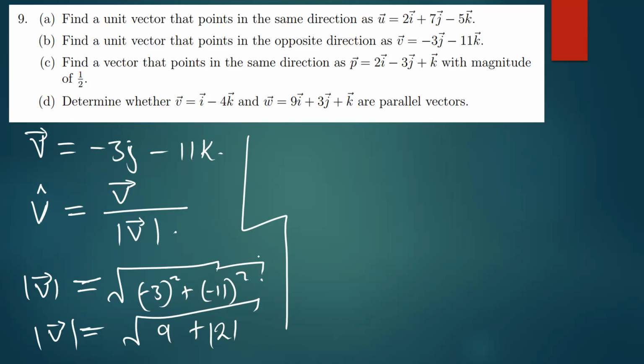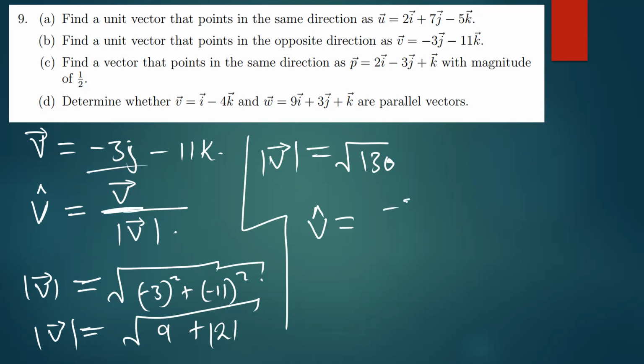So 121 plus 9, the answer is simply just the root of what? 130. So this root of 130, you can either simplify it further, if you know how to simplify such, or you can just leave it the way it is. There's no problem.